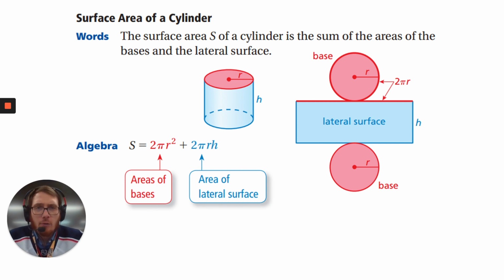So you'll want to write that formula down. This one's pretty consistent. 2 pi r squared is the 2 circles on the top and bottom. If the lid's open, maybe it's only 1 pi r squared, for example. And then 2 pi r times the height would always be the area of the lateral surface.